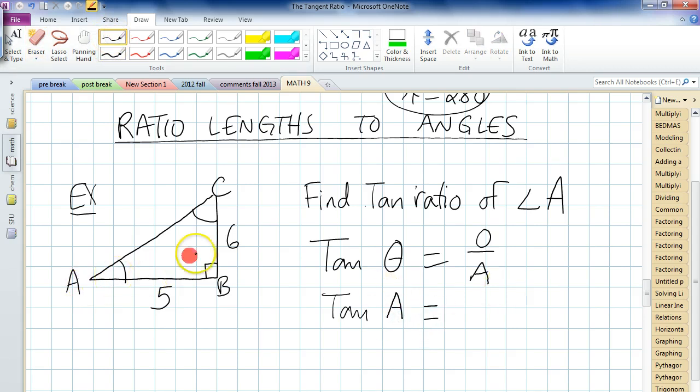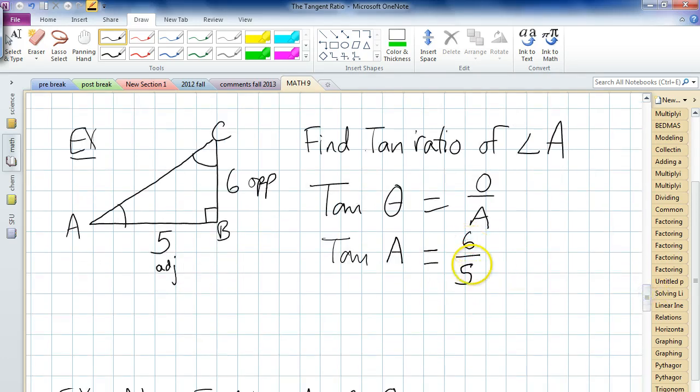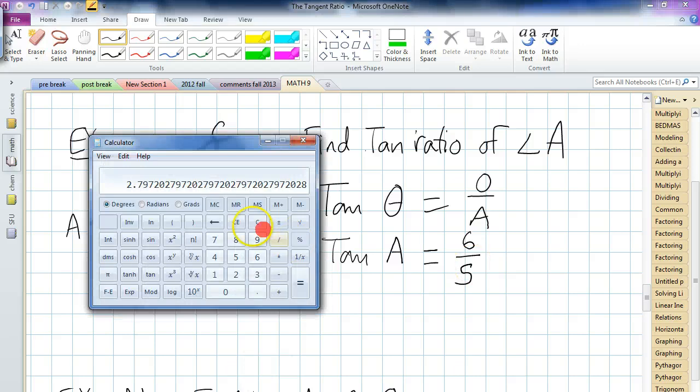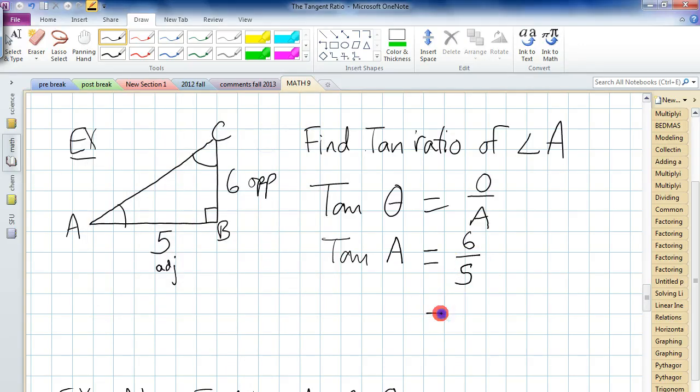But we do know the lengths. That is opposite, that is adjacent. So 6 over 5. What is 6 over 5? Get a calculator. 6 divided by 5 is 1.2. So this is 1.2. Tan A. Now check this out.